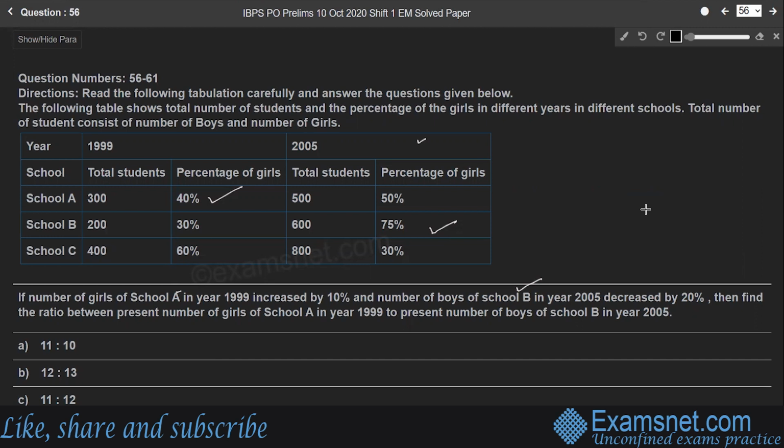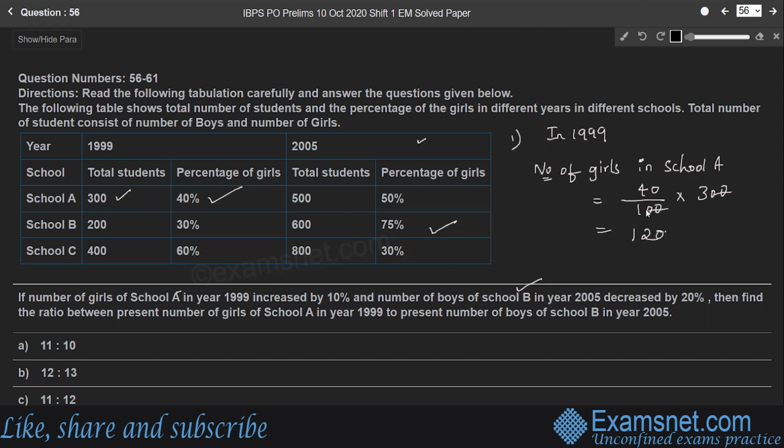So let us find the number of girls in school A in 1999. The number of girls in school A is 40% of girls out of 100. So the number of girls is 40, therefore out of the total number of students, out of 300, which is 40 into 3, 120, right? There are 120 girls in school A in 1999.